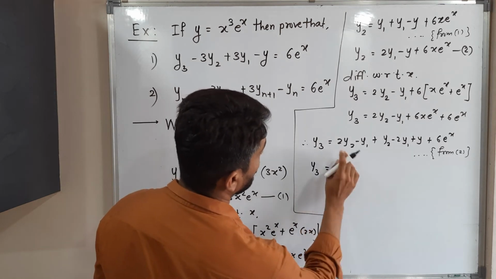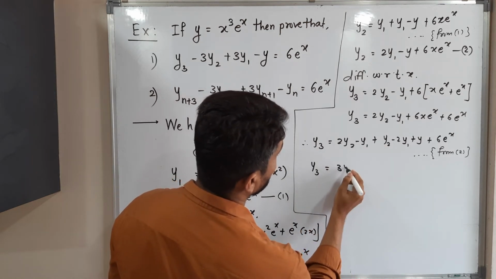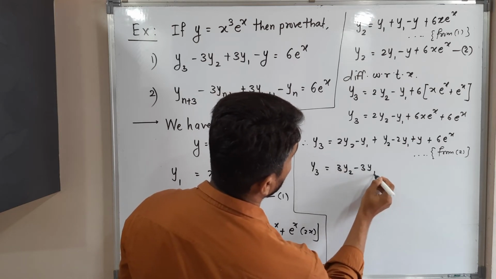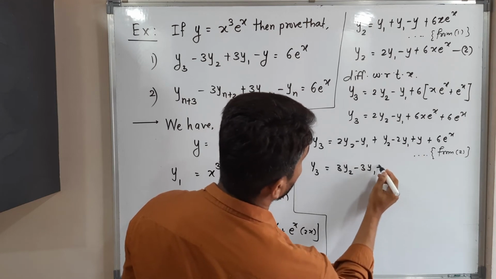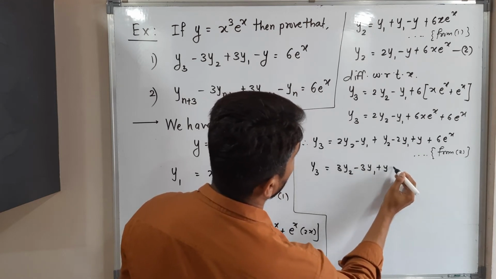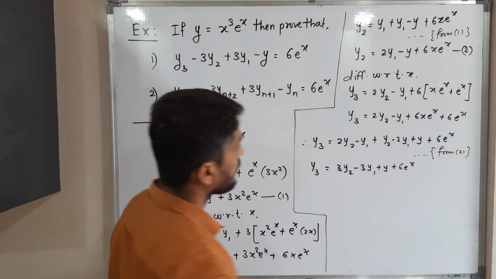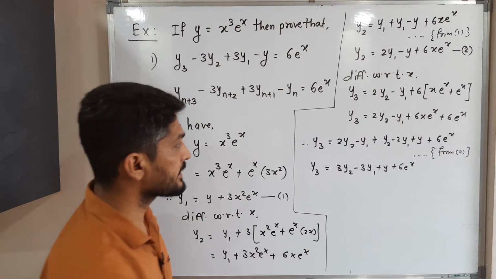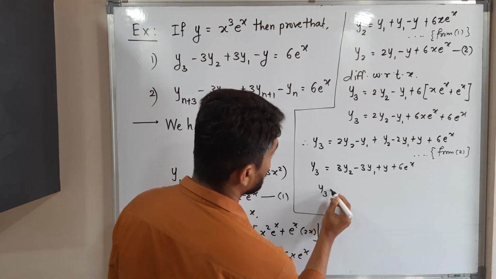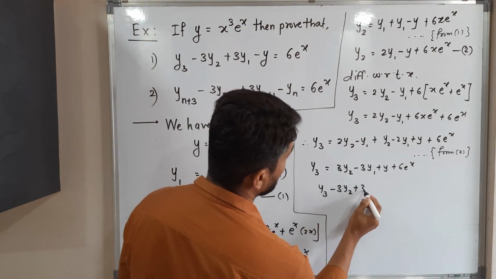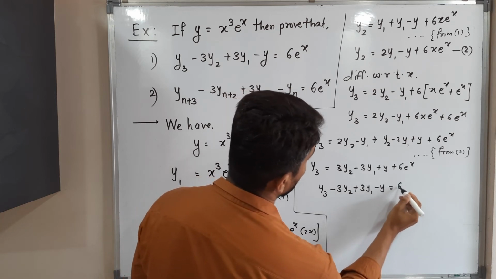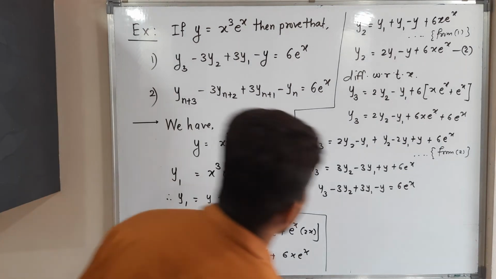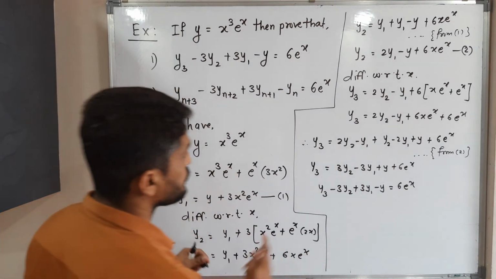y3, 2y2 plus y2, 3y2; y minus y1 minus 2y1, that means minus 3y1; and y we have only one y, plus 6 e raised to x. So now what will I do? I will keep 6 e raised to x in right hand side, and remaining terms we will shift in left hand side. So sign will get changed. y3 minus 3y2 plus 3y1 minus y is equal to 6 e raised to x. I think same thing we have to prove, right? Yes, we got it. Same thing we want. Okay, so the first task is over.